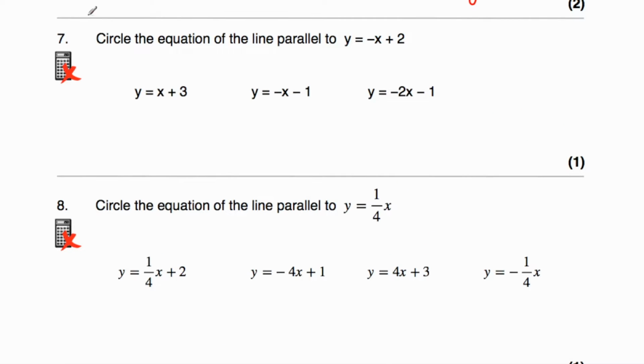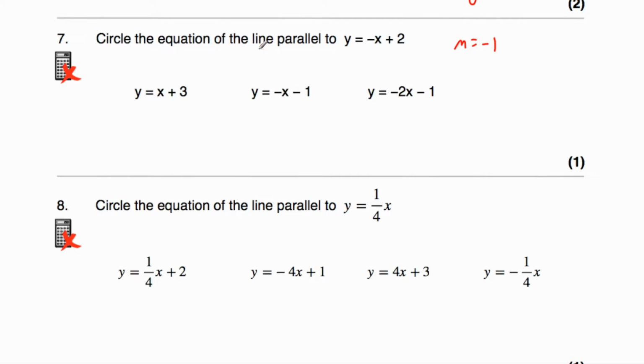Okay, let's have a look at question number 7. Question number 7 says circle the equation of a line that's parallel to y equals minus x plus 2. Now this line has got a gradient of minus 1, because it's minus x, that's the same as minus 1x. So the gradient of this line will be minus 1. M equals minus 1.